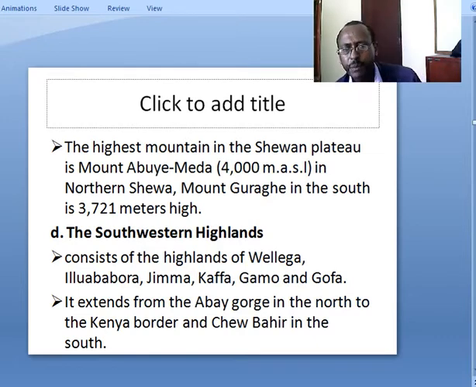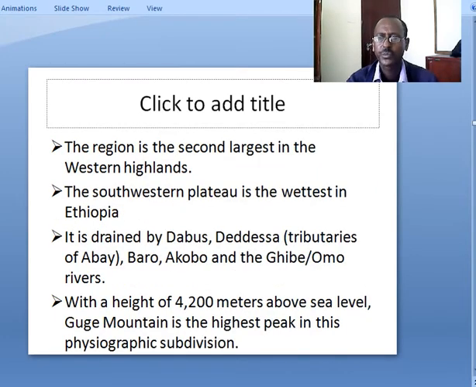The fourth one in this physiographic region is the Southwestern Highlands, which consist of the Highlands of Wollega, Illubabor, Jimma, Kafa, Gamo Gofa, Gamo, and Gofa. It extends from the Upper Gorge in the north to the Kenya border and Chew Bahir in the south. The region is the second largest in the Western Highlands, and the Southwestern Plateau is the wettest in Ethiopia because there is always high rainfall.